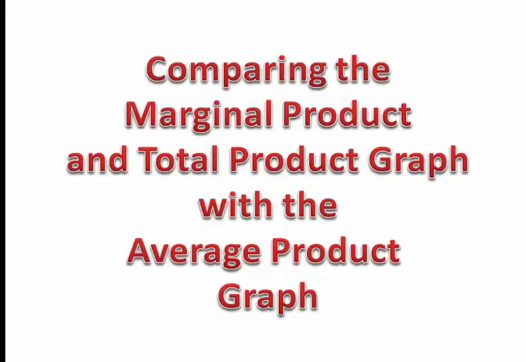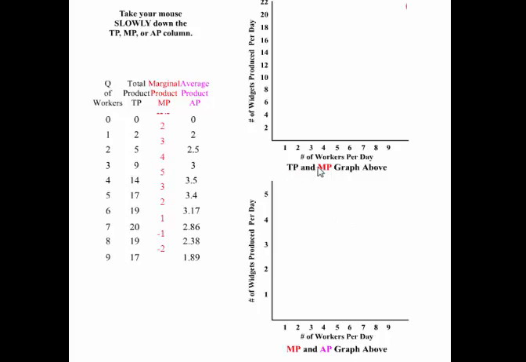Comparing the marginal product and total product graph with the average product graph. We're going to compare the total product and the marginal product graph that you saw in a previous video with the marginal product and the average product graph. Here you notice we have quantity of workers, total product, marginal product, and average product.